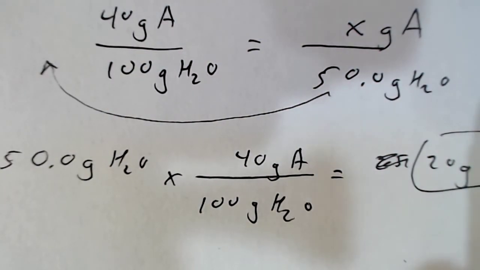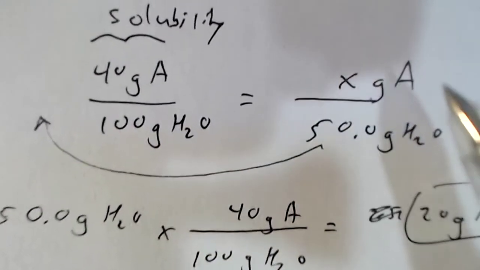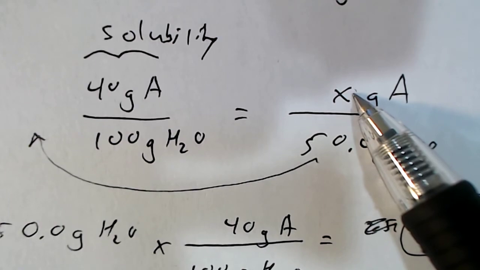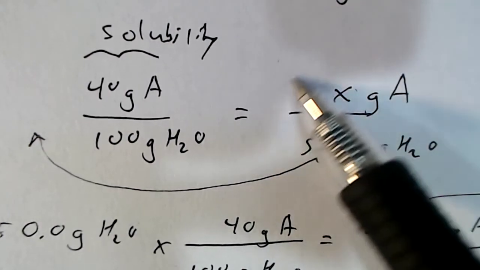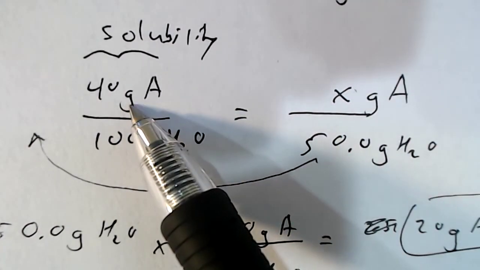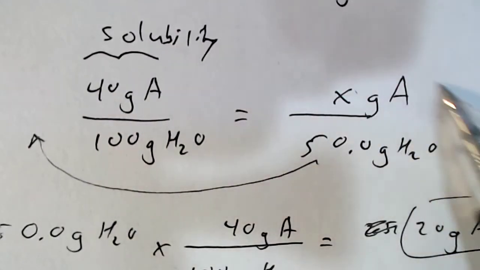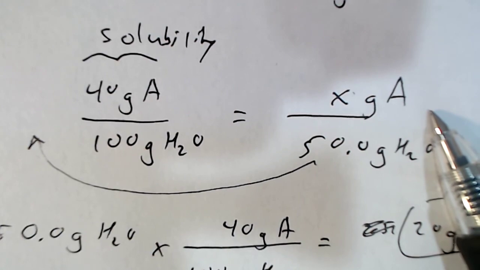All right. So there's another problem in your homework where you not only need to solve for how much of the solute you could dissolve, but given a ratio like this, you need to solve for the solubility, the number of grams of the solute that can dissolve in 100 grams. Again, you can use a proportion just like in that case.